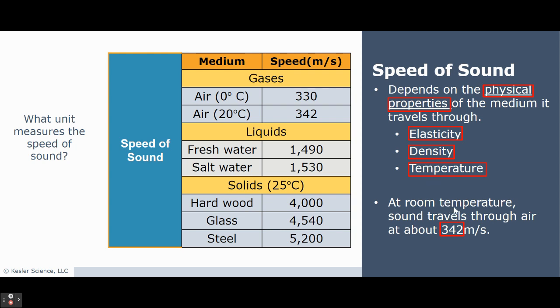So at room temperature, sound travels through air at 342 meters per second. So this question here, what unit measures the speed of sound? Well, meters per second. So if we look at this, we can see that solids here travel the fastest. Sound travels best in solids. And we're going to look at some slides to explain to us why solids travel better than liquids and gases. Make sure you're writing down what's in the red boxes.